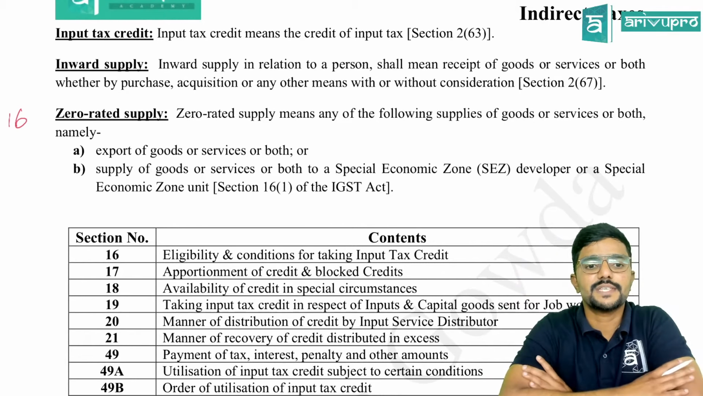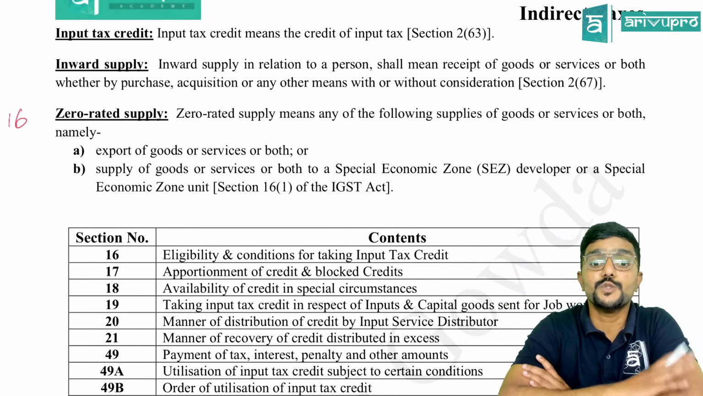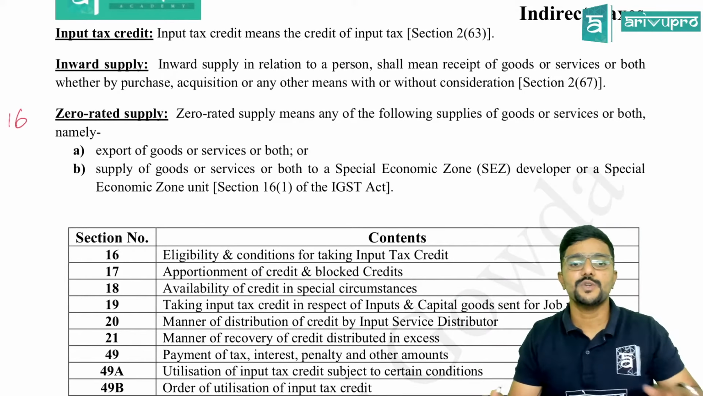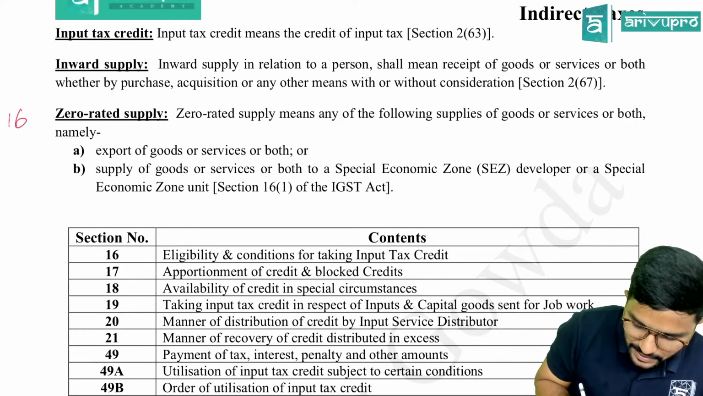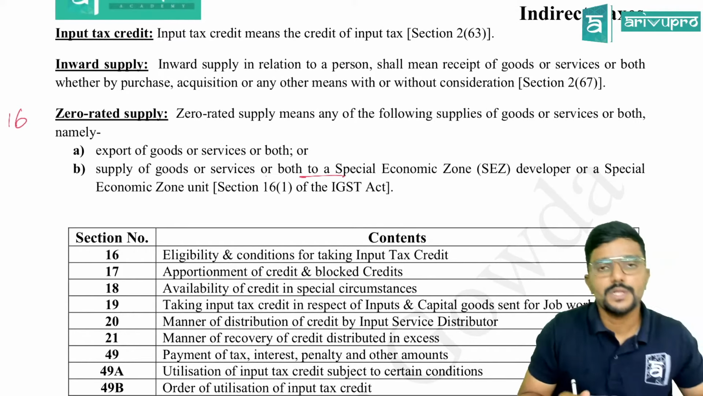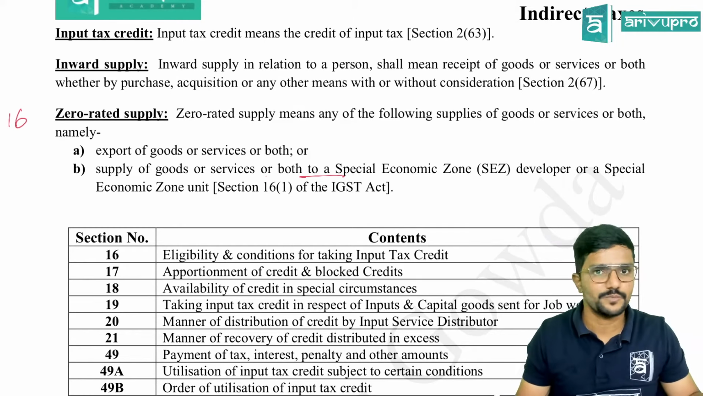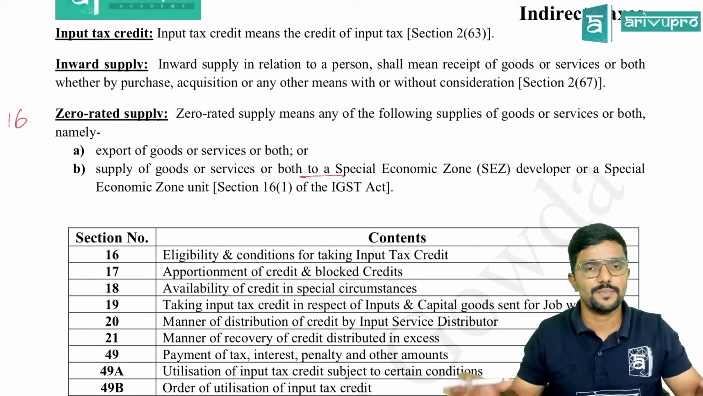Okay, sir. Next, supply of goods or services or both to a special economic zone developer or special economic zone unit. So if there is any supply which is made to a special economic zone developer, the person who has developed the special economic zone, like a real estate developer, the person who has developed it.